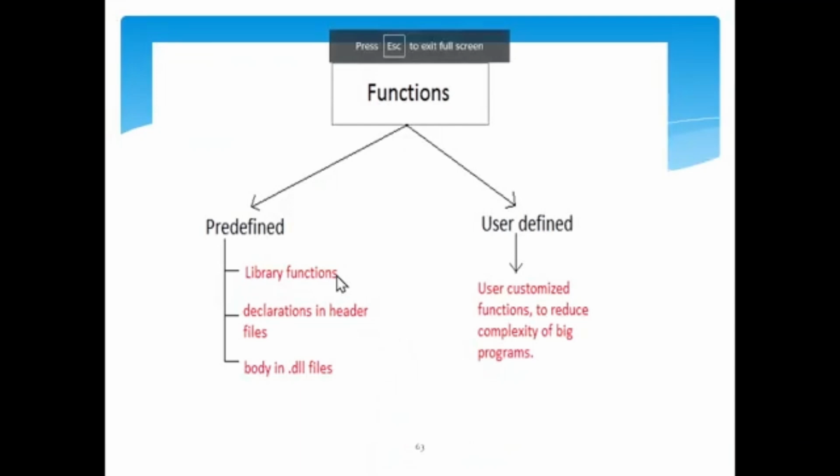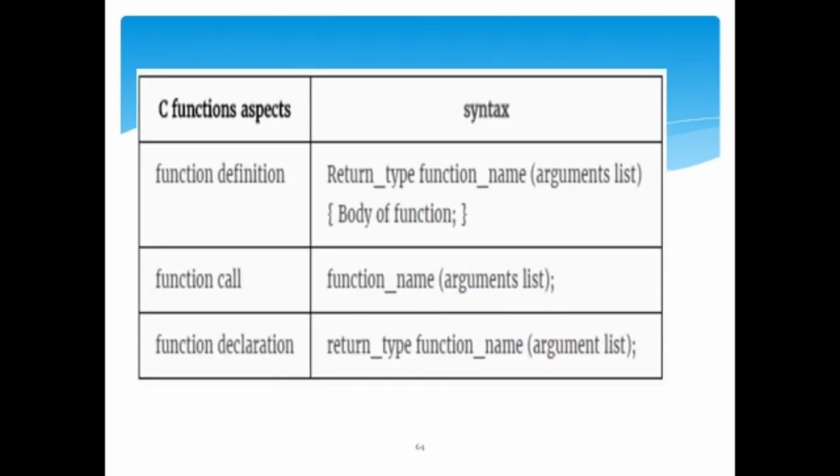So as you know, we have discussed that functions are of two types, predefined and user defined. The key aspects of a function: a function contains three parts: function definition, function call, and function declaration. Defining a function, declaring a function, and calling that function. First you need to declare, after that define, after that call. Or you can write first declare, after that call, after that define.